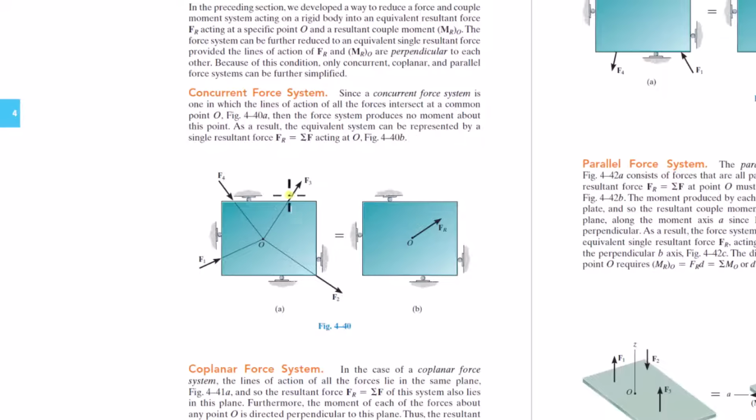Why is that? Because forces are sliding vectors. As long as you can slide the vector, two vectors to where their tails are at the same point, you can sum them and put the resultant there.